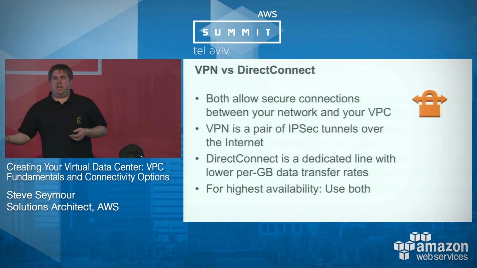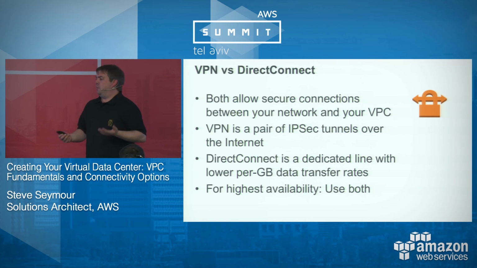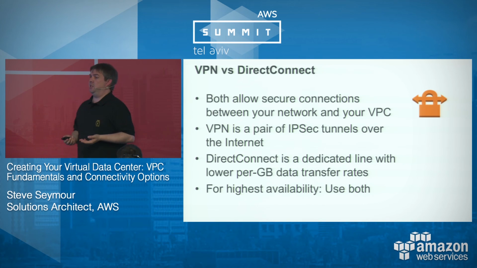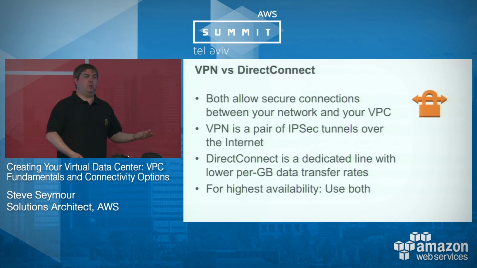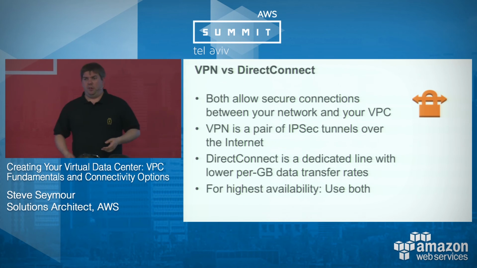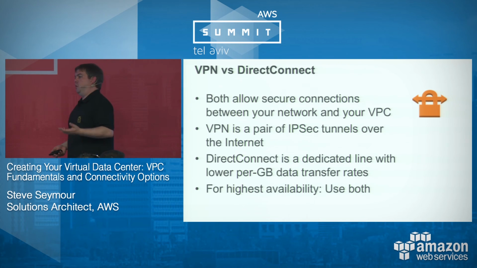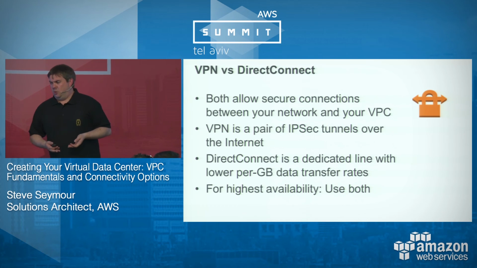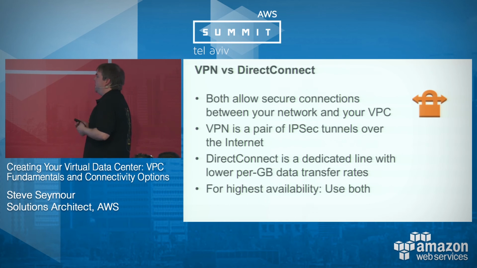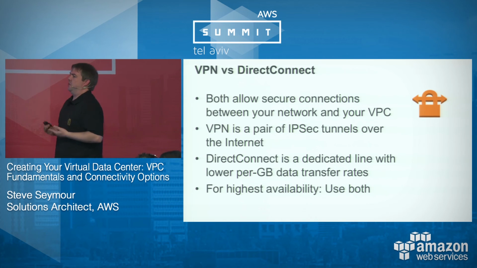The thing about Direct Connect and VPN is that actually they both provide the same functionality. They're providing you with secure connectivity between your network and your VPC. One of them is an encrypted tunnel over the internet, and one of them is a private piece of fiber between your equipment and ours. Direct Connect is dedicated to you. And the thing about Direct Connect is it actually gives you a lower price for data transfer.